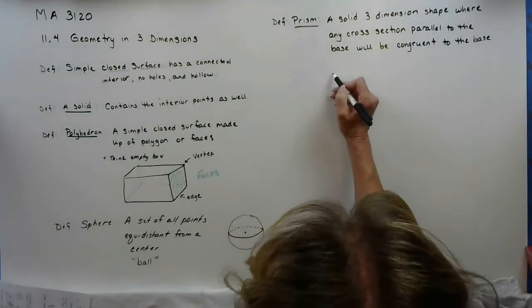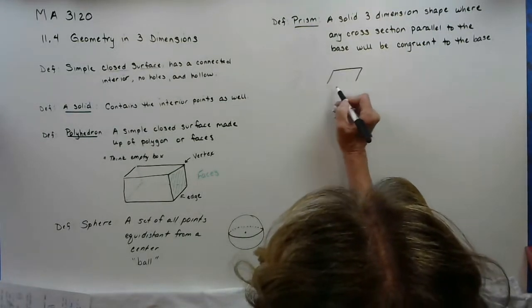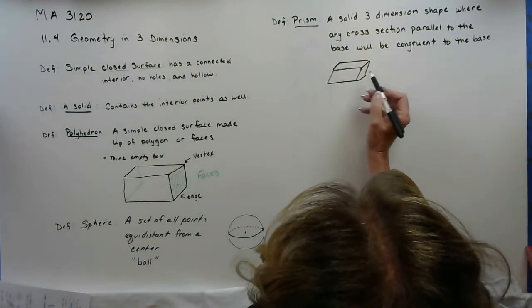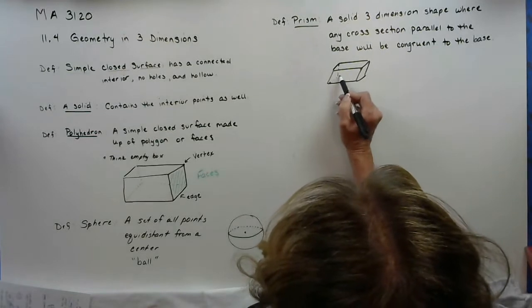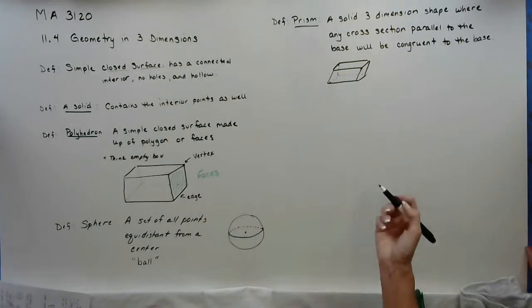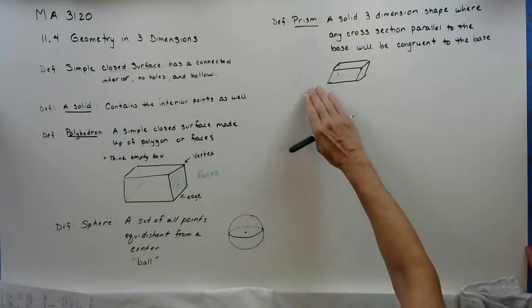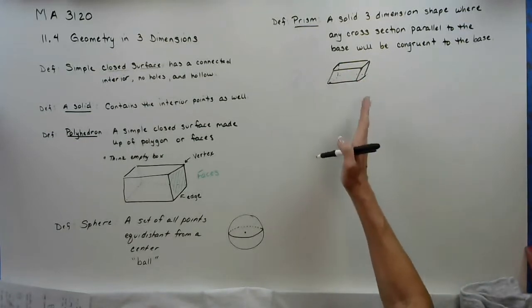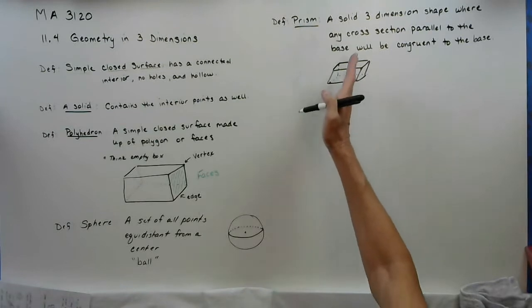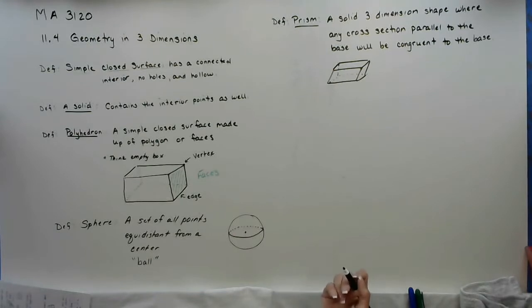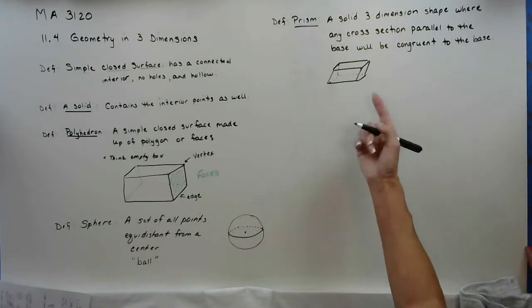So you may see here's a rectangular prism, where in theory now, if I slice it horizontally, each one will be a rectangle. If I slice it vertically, each one would probably be a square. And the base is whatever the shape is that is going to reoccur.